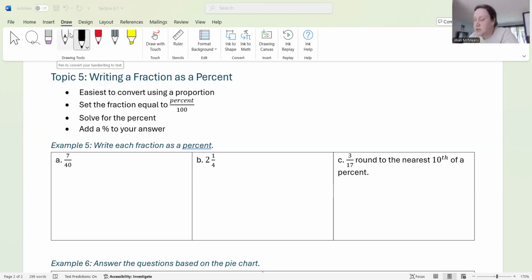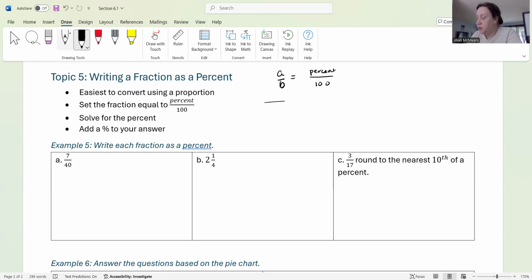So I wrote here it's easiest to convert using a proportion, and generally speaking, that's going to be quite true, okay? What we want to do is set whatever the fraction is, so we've got a fraction to begin with, and we want to convert it to a percent. So we take our fraction and set it equal to a fraction that is the percent over 100. So you've got some fraction a over b, you want to convert it to a percent, so you set that equal to percent over 100, and then we can solve really easily. You solve for the percent and then just make sure you tack on a percent symbol at the end.